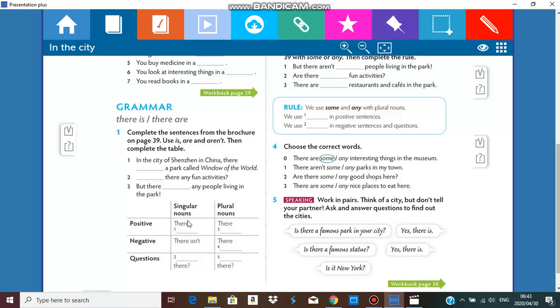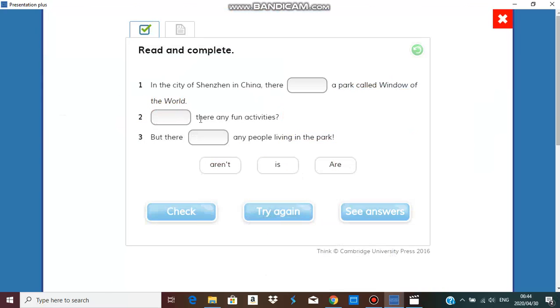So for positive, we say there is. Plural, we say there are. For negative, there isn't, and plural, there aren't. For questions, is there? And plural, are there? Did you get that? Okay, let's do the first exercise.